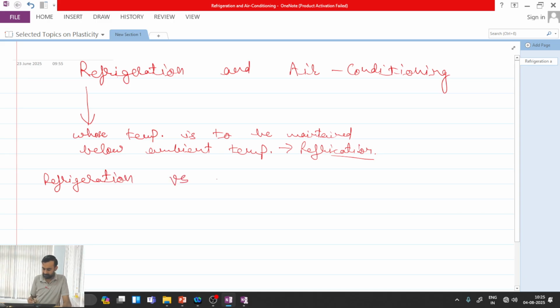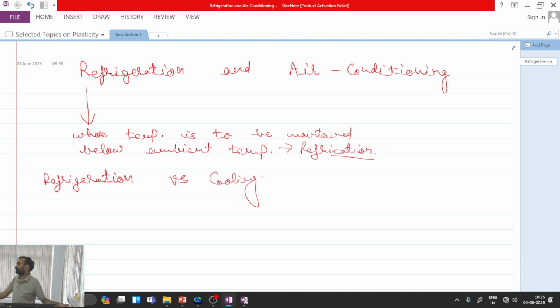Refrigeration versus cooling. What is the difference? Can you anticipate something? So refrigeration has to take the temperature below ambient temperature, but cooling need not always be below. We need to take it below ambient temperature. Yes. So that is the precise definition.